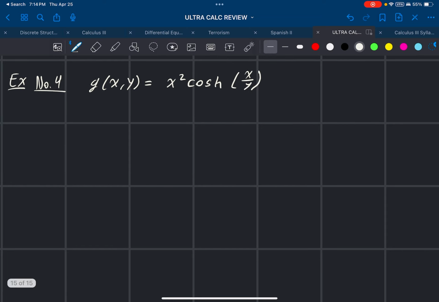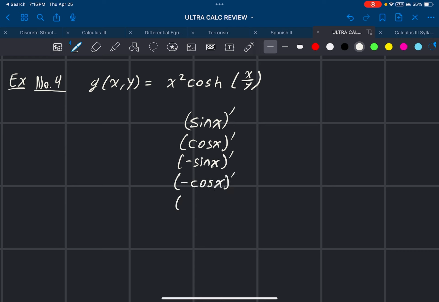So we all know that the derivative of sine x is cosine x. And the derivative of cosine x is negative sine x. And then the derivative of negative sine x is negative cosine x. And then the derivative of negative cosine x is sine x. So it goes back in full circle.